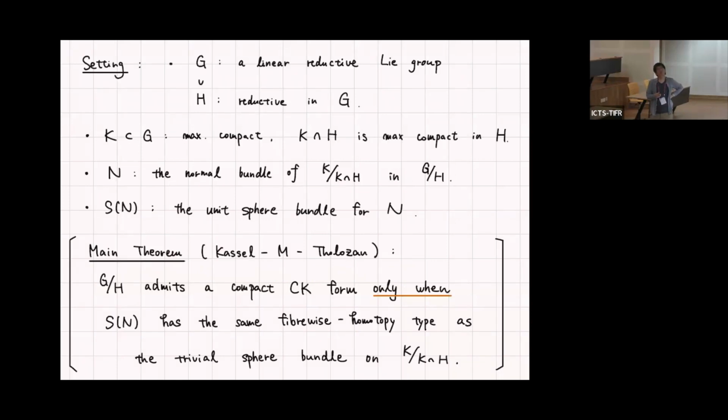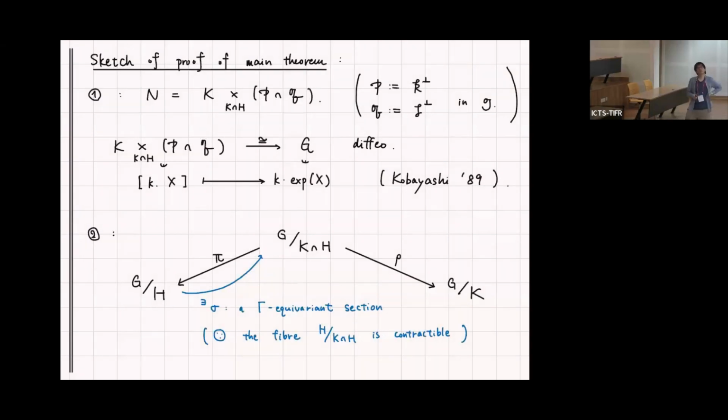What is our main theorem? Let G be a linearly reductive Lie group, and H a reductive subgroup in G, and take a maximal compact K inside G, so that K intersection H is again maximal compact. Then we take the normal bundle of K mod K intersection H in G mod H, and take the unit sphere bundle of this normal bundle. Our main theorem is that G mod H admits a compact Clifford-Klein form, a compact quotient, only when this sphere bundle has the same fiber homotopy type as a trivial sphere bundle on K mod K intersection H.